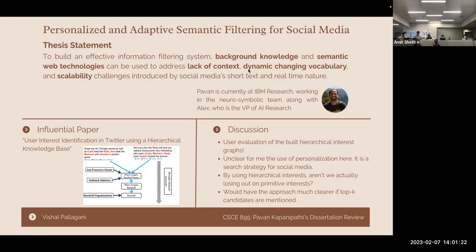And scalability: around 500,000 tweets are being made in a single day during the time of his talk. So scalability is also a very serious challenge that he needs to address if he wants to filter through this many tweets. And how he is using background knowledge and semantic web.